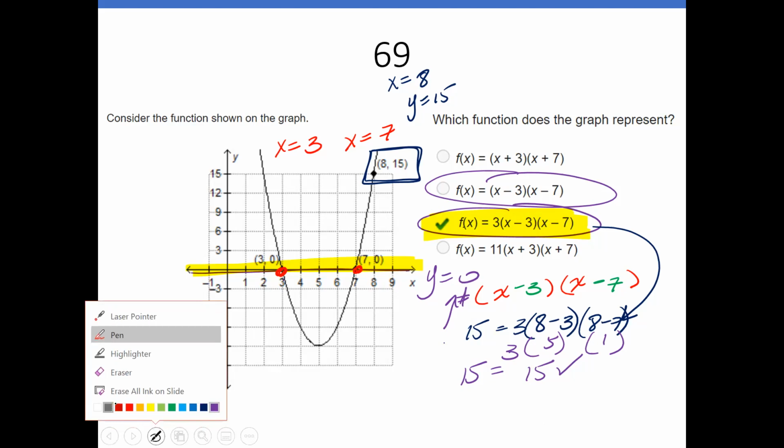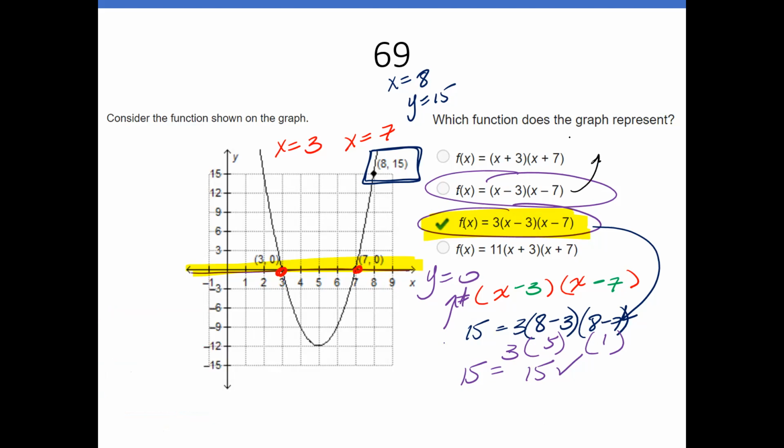Because if you were to do that with B as in boy, y is 15, x is 8 minus 3, and 8 minus 7. 8 minus 3 is a 5. 8 minus 7 is a 1. 5 times 1 is not equal to 15. So it is not B, it has to be C. And that's why they give you that hint right there with that point.